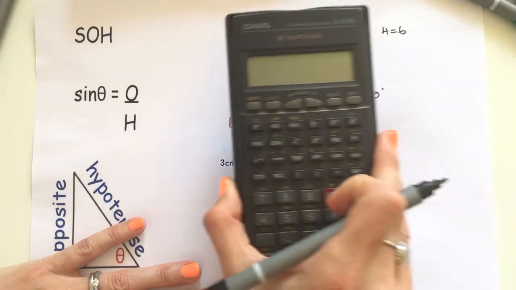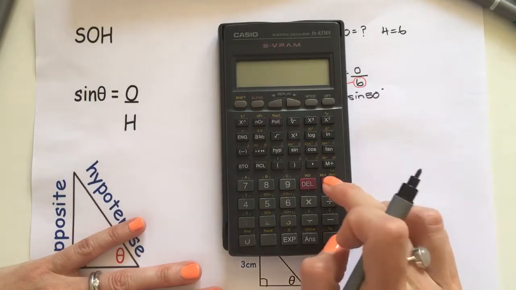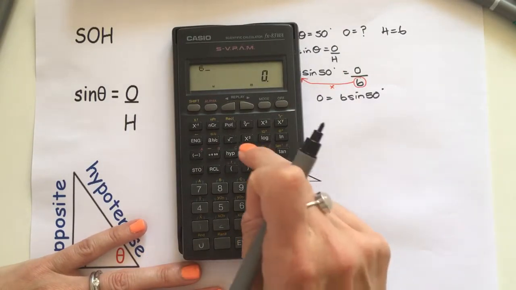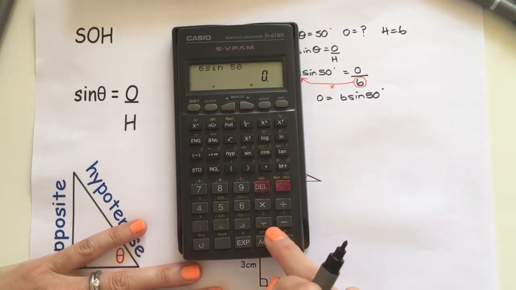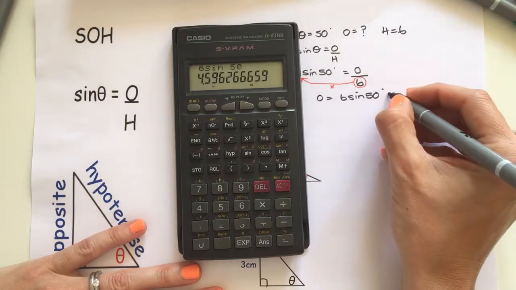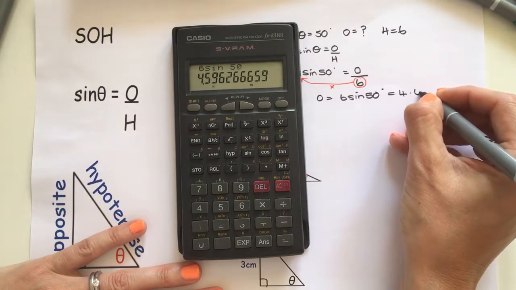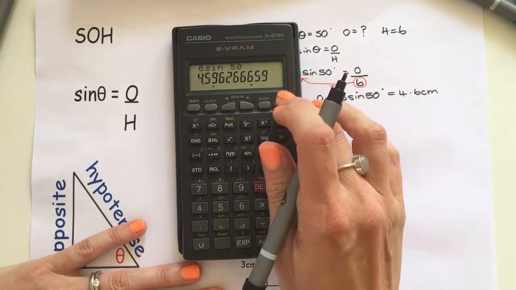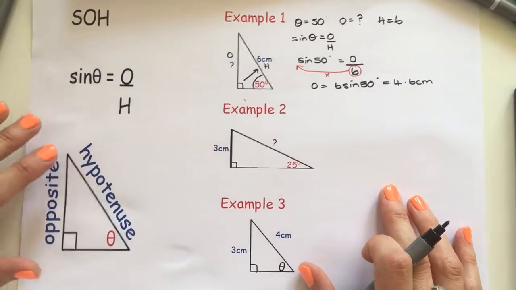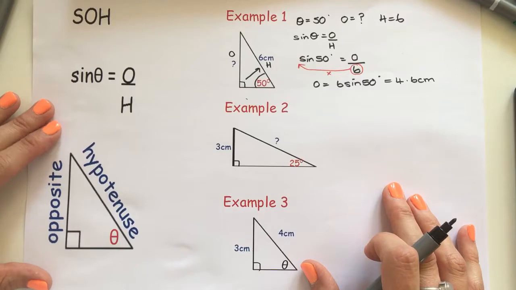And the last thing I need to do is take out my calculator. Apologies for the really old calculator I'm using today. 6 sin 50 equals, and that gives me 4.6 to 1 decimal place. So that's the first one, a pretty simple one to look at.